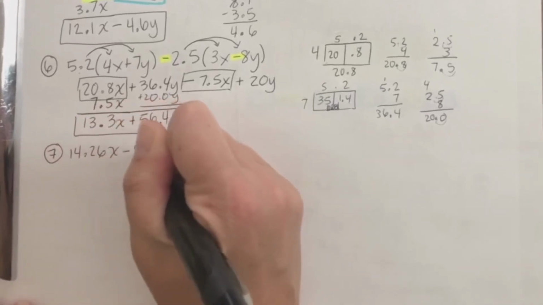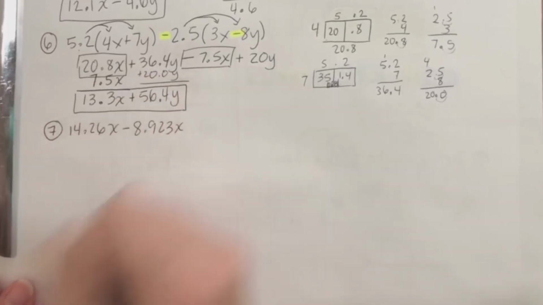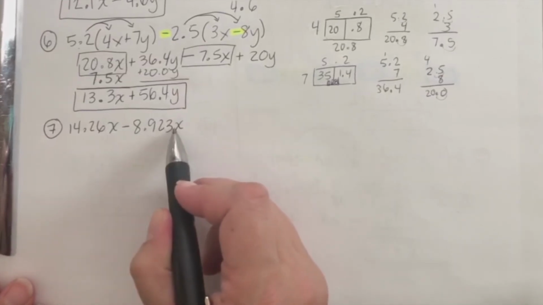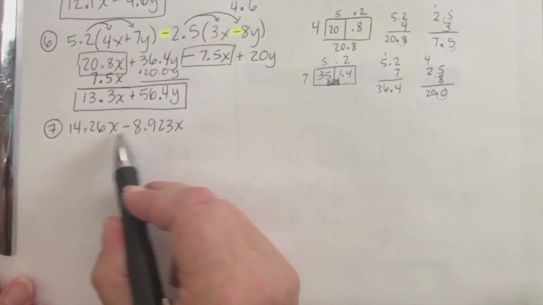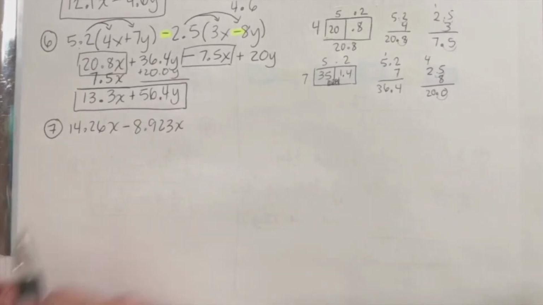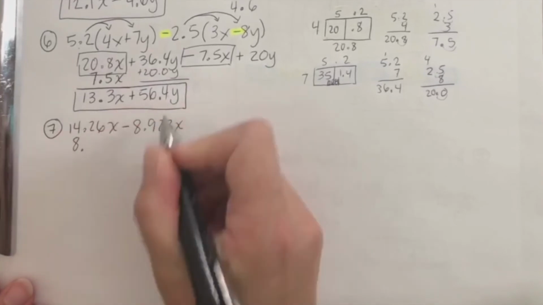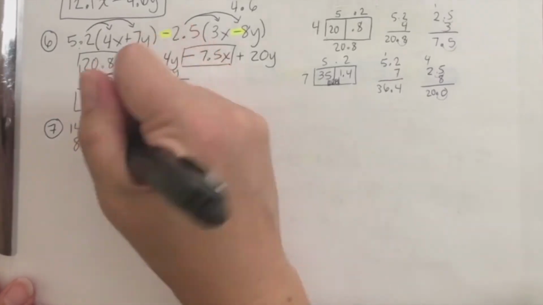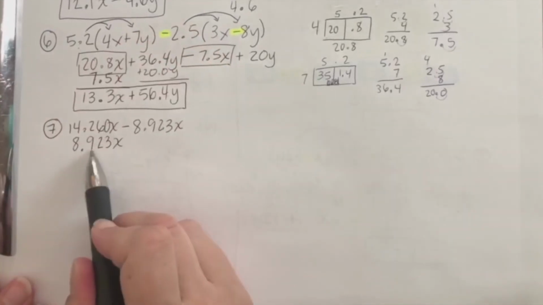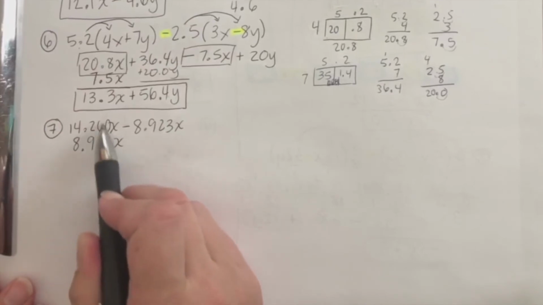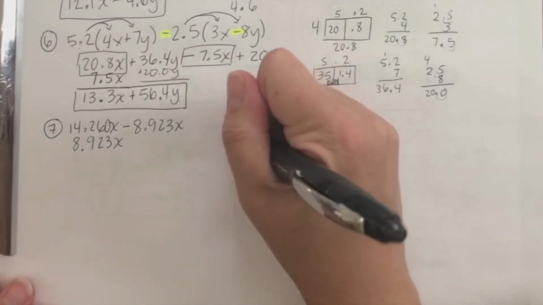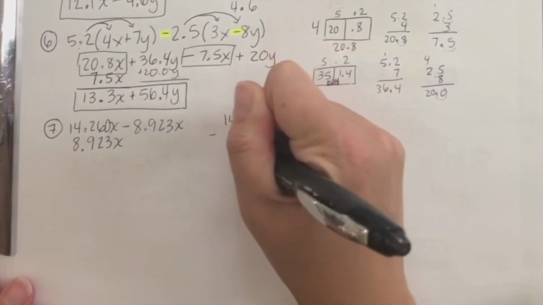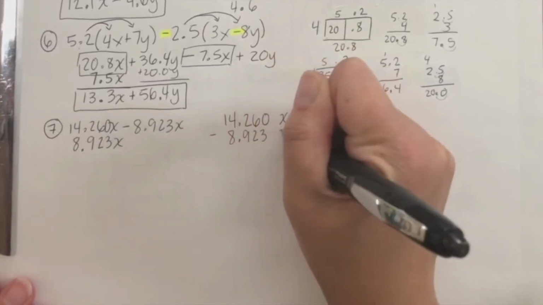Let's do number 7. 14.26x minus 8.923x. These are all x's, so we can line them up. We're going to have to line up the decimal. So 8.923, and I need a 0 here so that I have 3 decimals minus 3 decimals. This is looking a little bit squished. So I'm going to move it over here and make it a little bigger. 14.260 x's minus 8.923 x's.